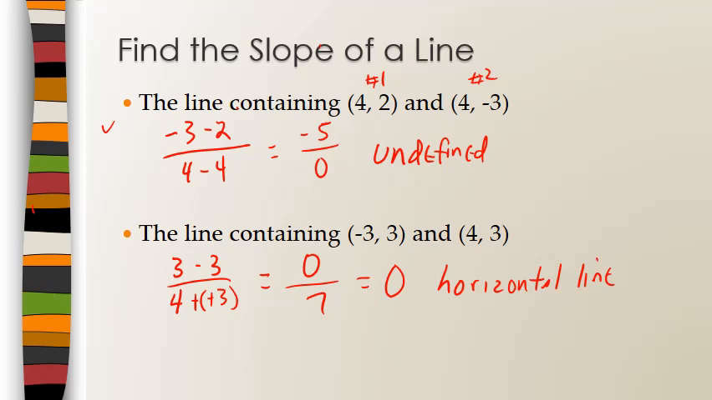All right, finding slope using coordinates using the slope formula, y2 minus y1 over x2 minus x1. Get used to it if you're not already, because you will use it quite a bit.